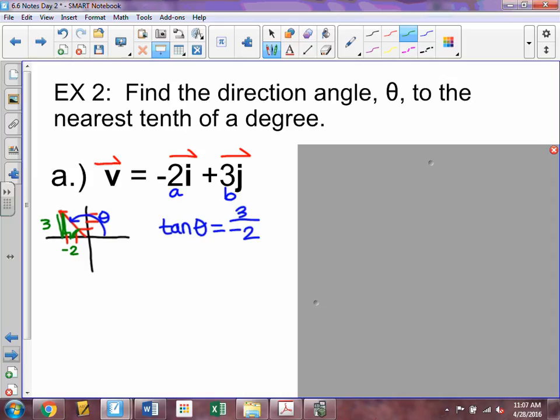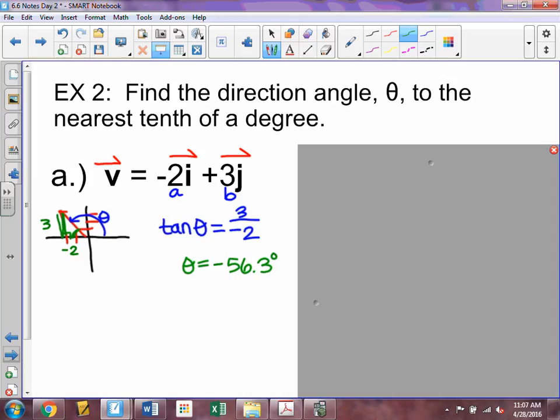To the nearest tenth, what mode should our calculator be in? Better be in degrees. What button do we have to press to get rid of tangent? Inverse tangent. Inverse tangent of 3 over negative 2 is how much? So the nearest tenth, negative 56.3. Good. Is that the answer that we want?